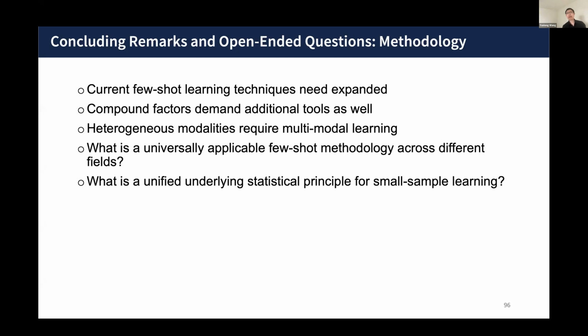Finally, it remains a fundamental challenge to develop a universally applicable few-shot methodology that can be effectively employed across different fields. Correspondingly, what is a unified underlying statistical principle for small sample learning? These are interesting questions worth further exploration.